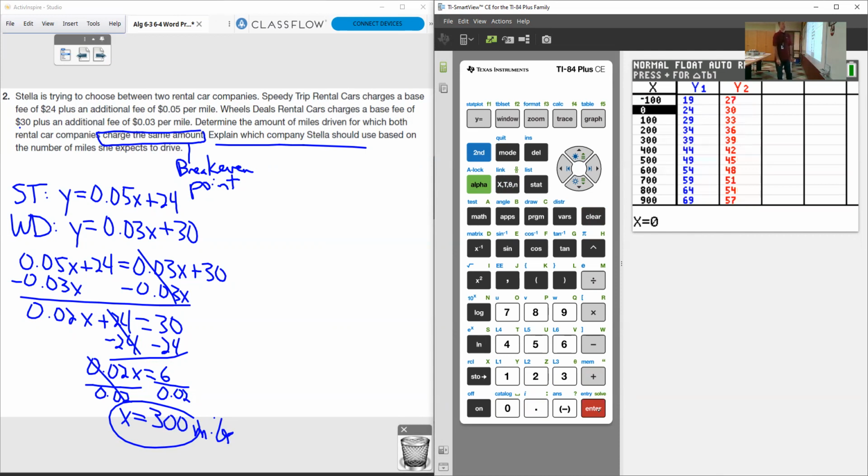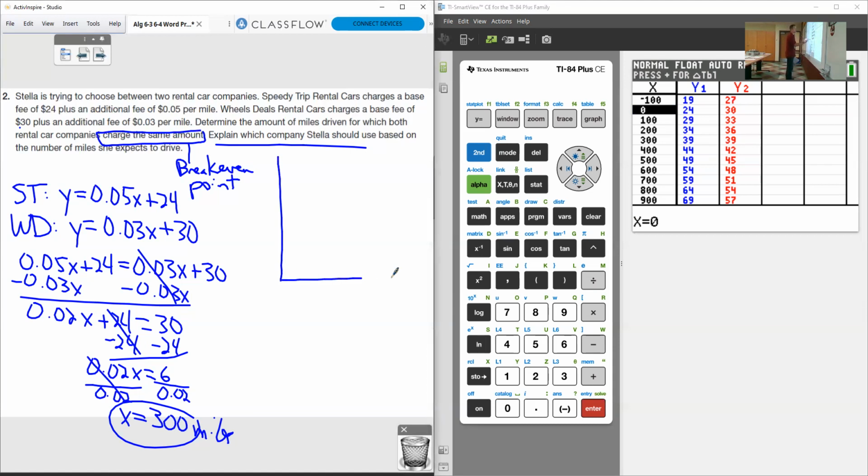And this is, again, just an estimate, all right? So looking at this, you can see that the first column is lower all the way up to 300. 300 is your break-even point. Notice we have 39 and 39. So the first column, which is Speedy Trip, is less than the red column, which is Wheels Deals, all the way up to that 39 and 39. But after that, Wheels Deals is the cheaper one.